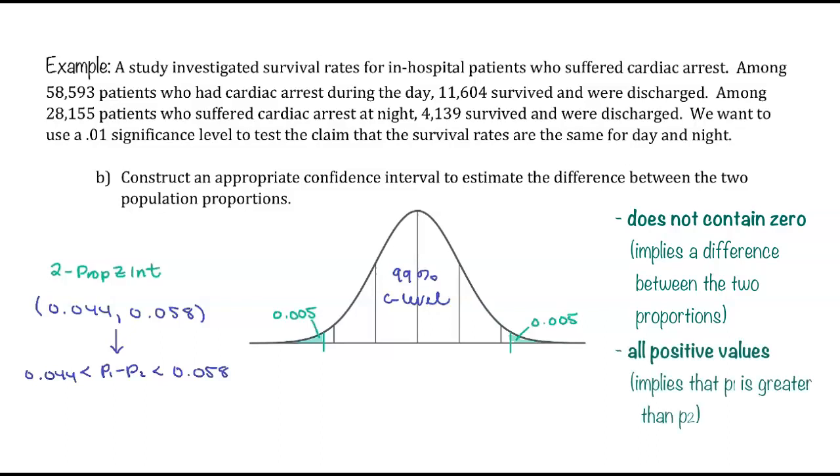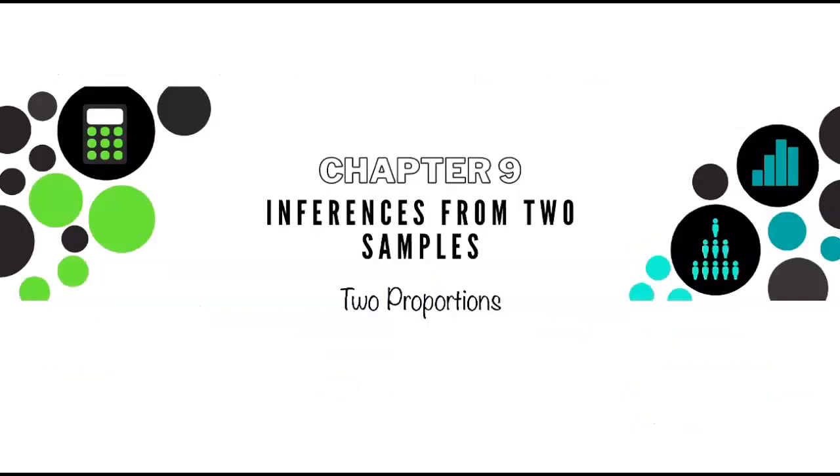We also notice that the values are all positive, and having the difference between P1 and P2 being a positive number, that implies that P1 is greater than P2. That implies that the survival rates are greater during the day than during the night. Now we have both a hypothesis test and a confidence interval estimate to confirm the same information about these two samples and what they imply about the two populations. That concludes this lecture video on running a hypothesis test and constructing a confidence interval estimate for two proportions.